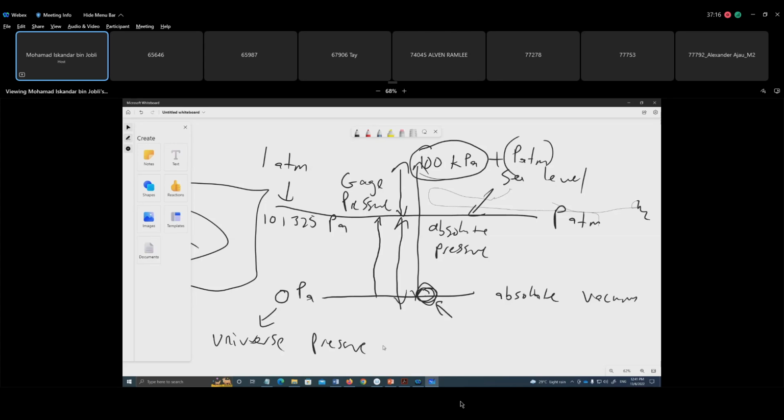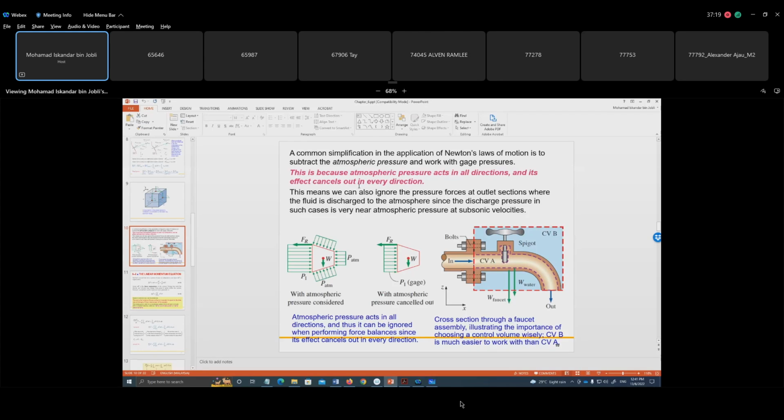Okay, and in this lecture, it says that the atmospheric pressure is acting on all the directions, right? It's acting on the top, at the side, sideways, at the bottom. So when we consider all the atmospheric pressure, it is going to look like this. It makes the analysis difficult. However, if we neglect, if we remove the atmospheric pressure, the analysis is simpler. It becomes just this with the gauge pressure.